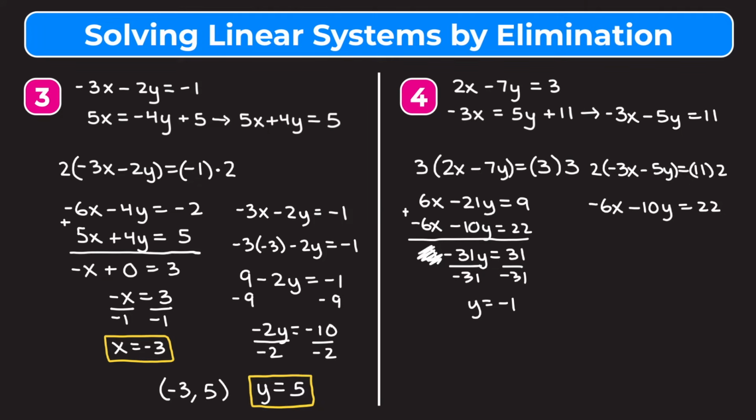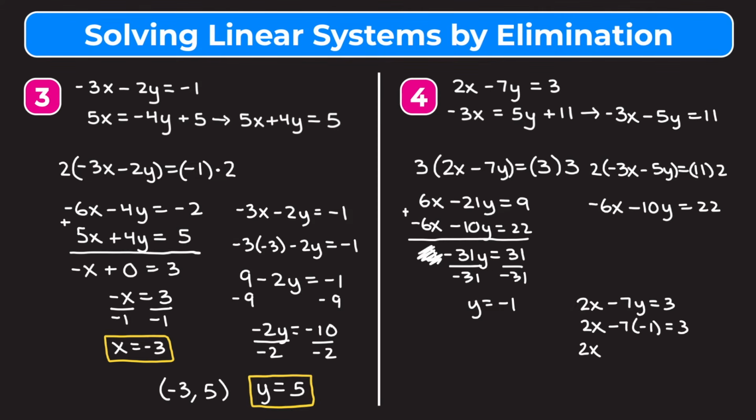So we got our y value, and now we have to get our x value. So again, we're going to take one of the equations. I'll just take the first one. So 2x minus 7y equals 3. I want to replace y with the y value I just found. So replace it with negative 1. And I'm going to solve for x.